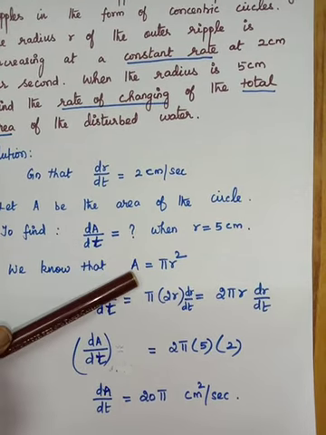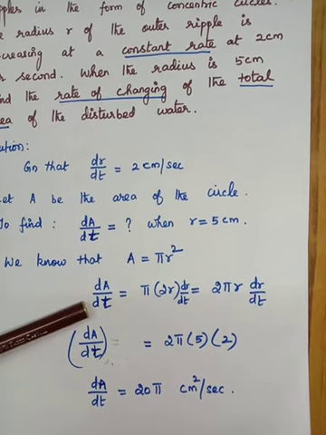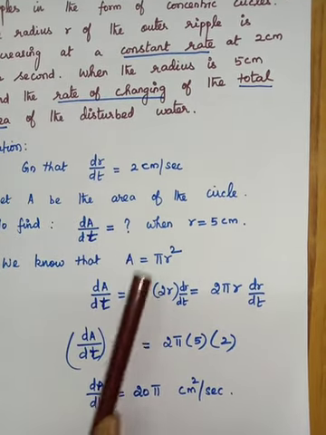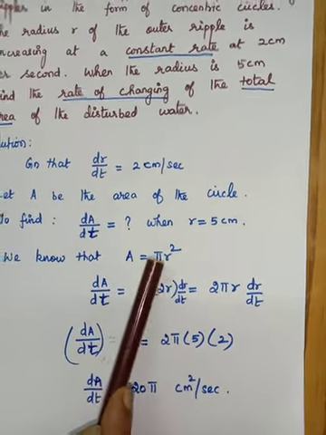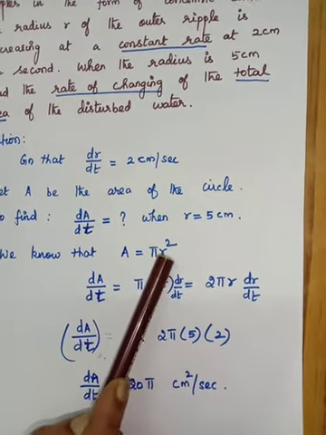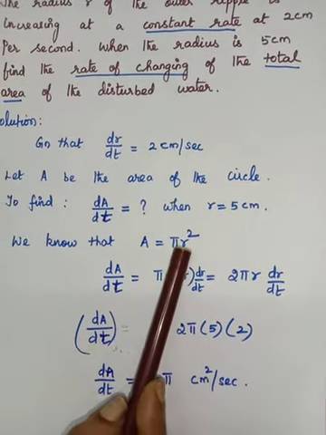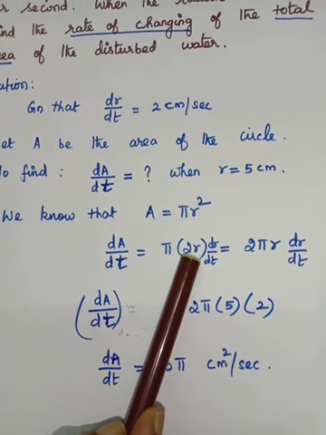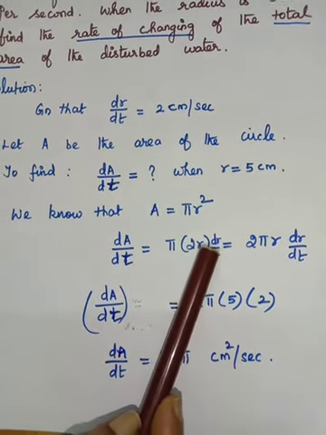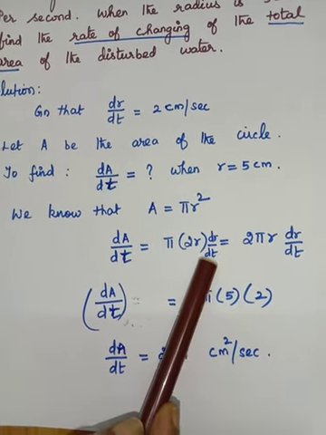So the differentiation of A with respect to t is dA by dt is equal to, here pi is a constant, so we take it out, and r squared we have to differentiate with respect to t. So r squared differentiation is 2r, and we are differentiating with respect to t, therefore r has to be differentiated with t. So that is dr by dt.